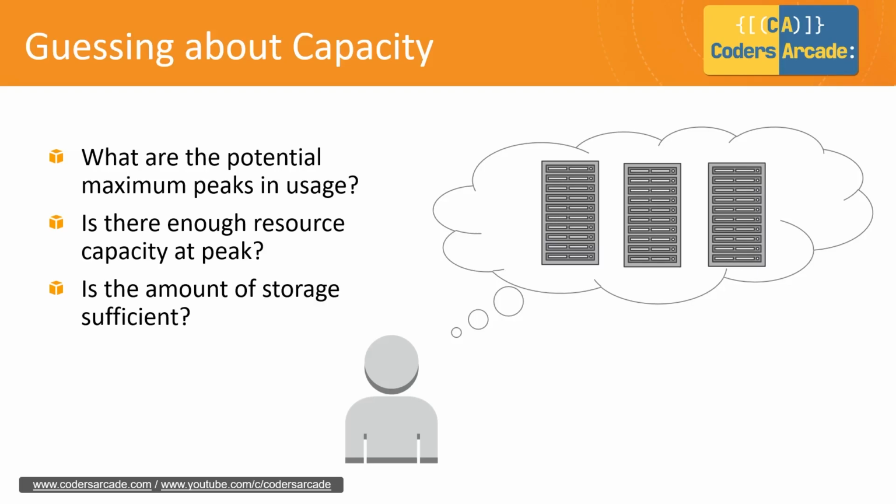When you guess, it is very likely that you will probably either buy too much or too little. If you buy too much, you have wasted money. If you buy too little, you will have downtime. With cloud computing, these problems go away. You can access as much or as little as you need and scale up and down, scale in and out as required with only a few minutes' notice.